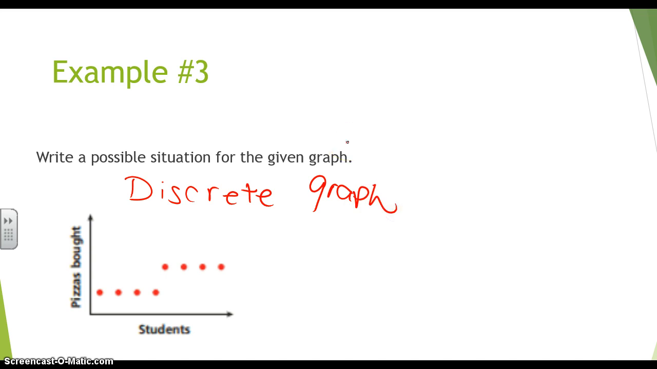So how could we say this? We could put the less students there are, the less pizza was bought. The more students we have, more pizza was bought. So here's an answer. When the number of students reach a certain point, the number of pizza bought increases. And answers may vary with this, but this is one example of how you could write out a word problem based on that discrete graph represented here in this example.